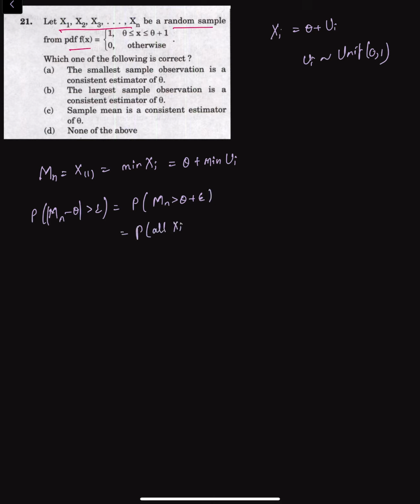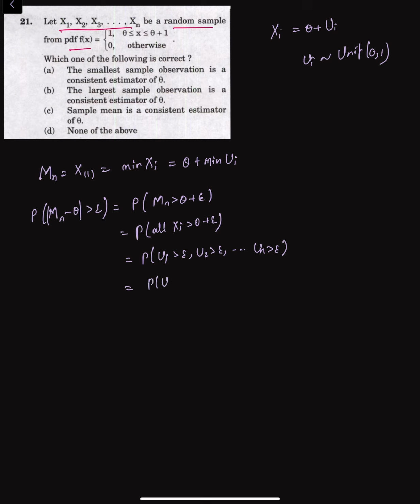So that means if I consider, let's say mn is the minimum, that is nothing but minimum of xi, which is theta plus minimum of ui. So probability of mod of mn minus theta greater than epsilon is probability of mn greater than theta plus epsilon. That means probability that all xi are greater than theta plus epsilon. That is nothing but probability of u1 greater than epsilon, u2 greater than epsilon and so on, un greater than epsilon.